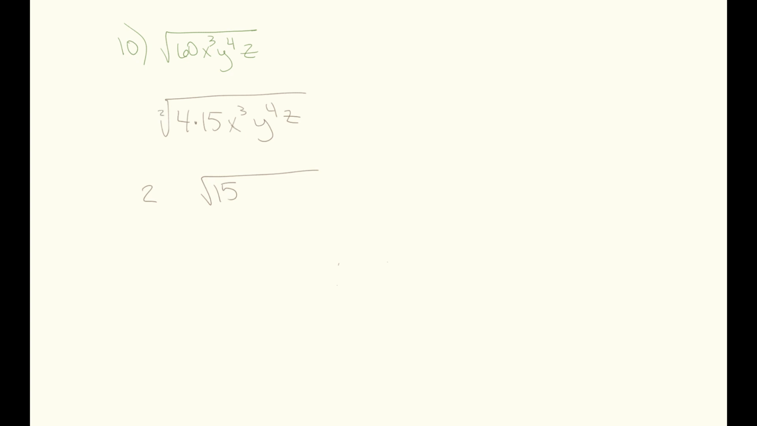Again, an index of 2, so 2 can go into 3 one time with 1 left over. 2 can go into 4 2 times with none left over, and 2 cannot go into 1, so I leave the z under the radical. Okay, let's check. 3 is odd, so that's fine. 4 is even, but it's going to a 2. That's also even, and you don't have to worry about your z's. So this is your final answer.